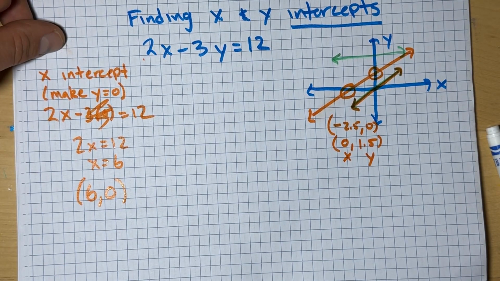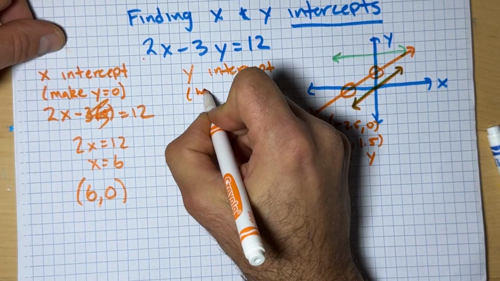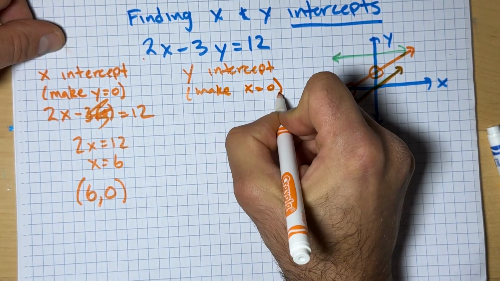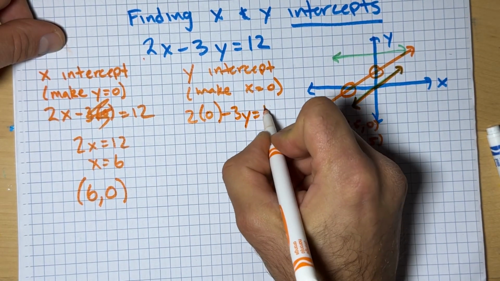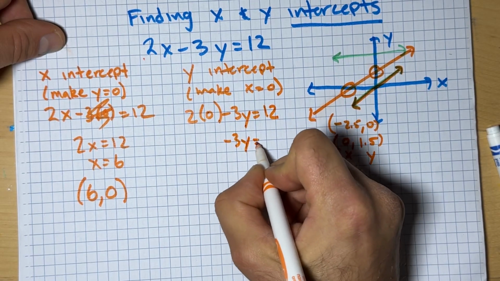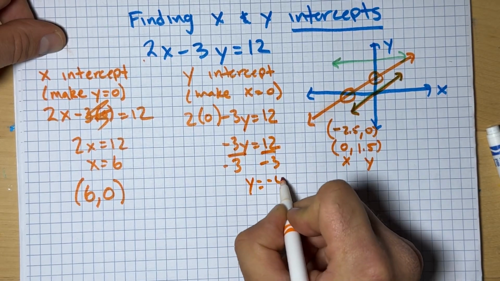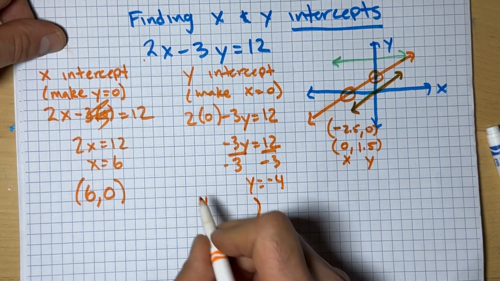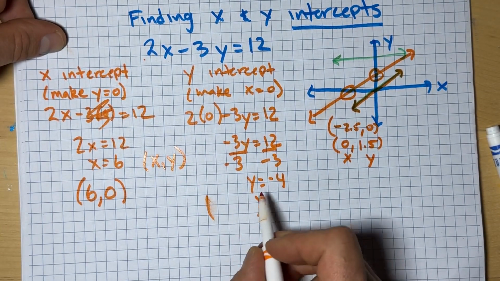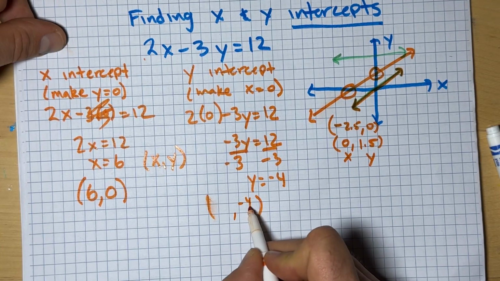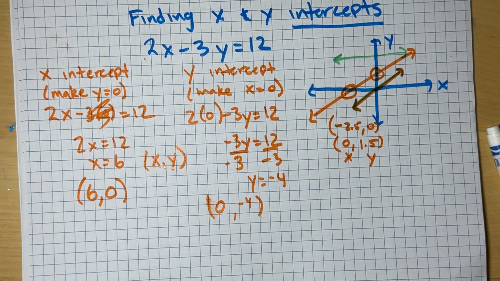That's my x-intercept. When I want my y-intercept, I'm going to make x equal to 0. So 2 times 0 minus 3 times y equals 12. Negative 3 times y equals 12. We do the opposite. We divide. Y is negative 4. So in our coordinate, we do the x and then the y. It's in alphabetical order. So the y would be the second number, and x is 0. When x is 0, y is negative 4.